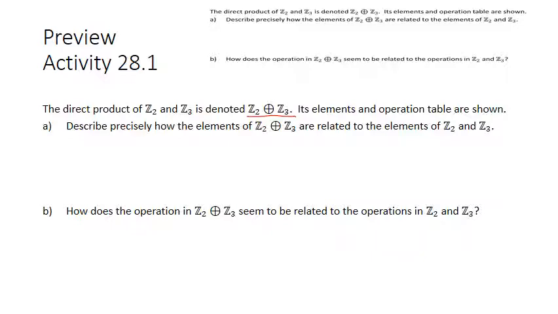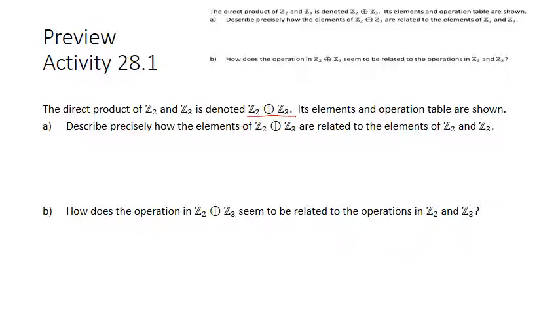So part A, describe precisely how the elements of Z2, so I'm going to read that aloud as the external direct product of Z2 and Z3. I don't actually know how that symbol is meant to be read aloud, so I'm just going to read it like what it is, which is the external direct product of Z2 and Z3. Describe how those elements are related to the elements of Z2 and Z3.